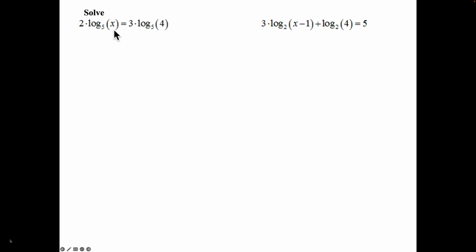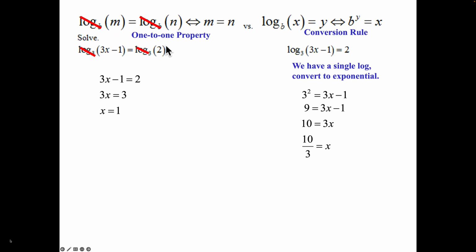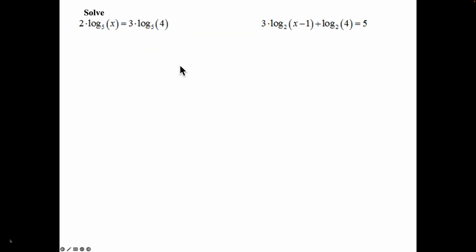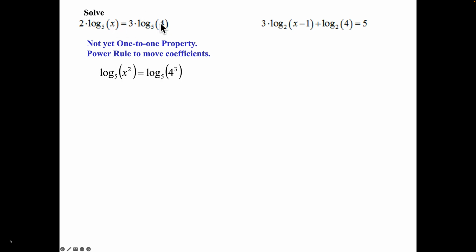Next problem. This one here is technically not a one-to-one log property like this one was. No multiplications, no adding or subtracting on the outside. Well, here we have multiplication on the outside. So what we're going to do is use the power rule to move the coefficients back inside the argument as an exponent. So this will become log base 5 of x squared. This 3 is going to go on the 4 as an exponent of 3, 4 to the 3rd power.